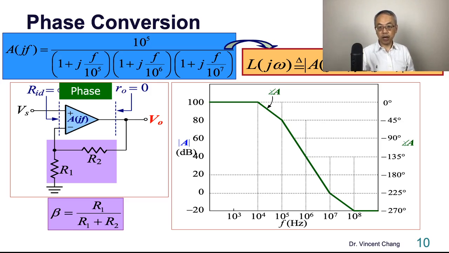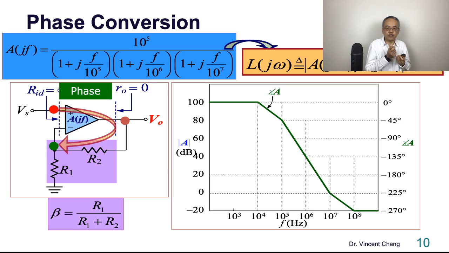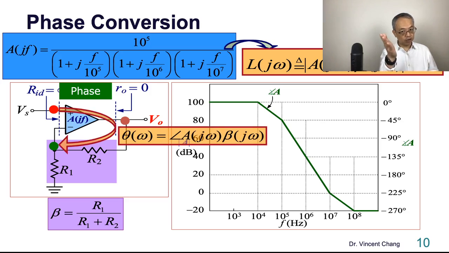Yes, you can. Why? Because what is the phase of loop gain? It's a signal starting from the red, going through the brown, and arriving at the green. How much phase is introduced? It's the phase of the complex loop gain. This is the phase of the loop gain.